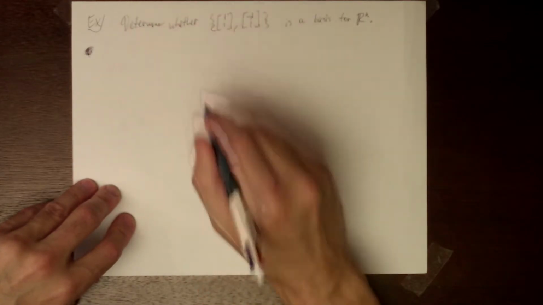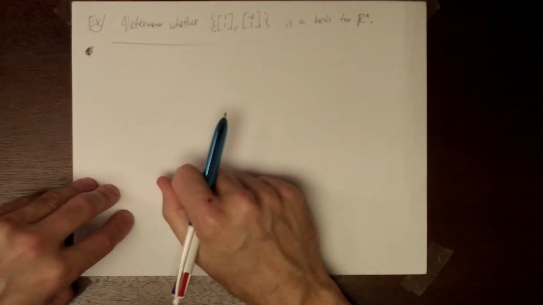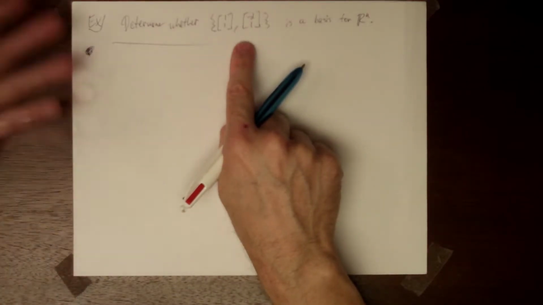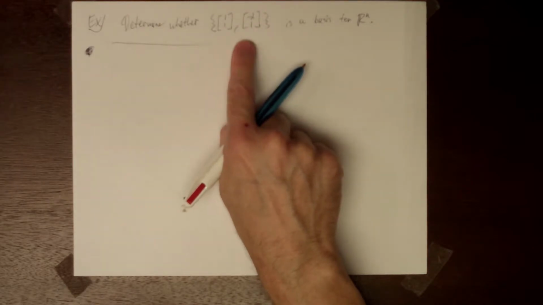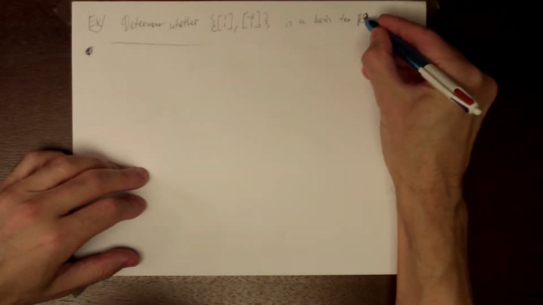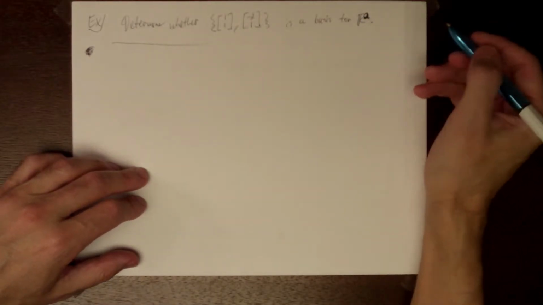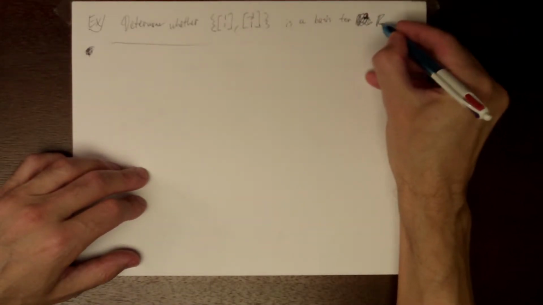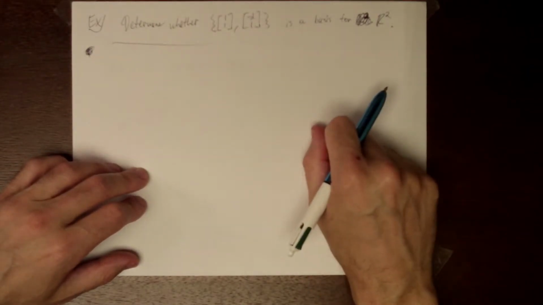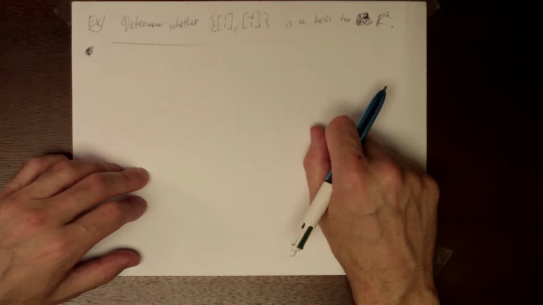So we need to show first that they're, it doesn't actually matter which of these you do first. We could show that they're linearly independent first and then show that they span R2. Sorry, this should be an R2. We can show they're linearly independent first, then show that they span R2, or vice versa, whatever you like better. I'll show linear independence first.